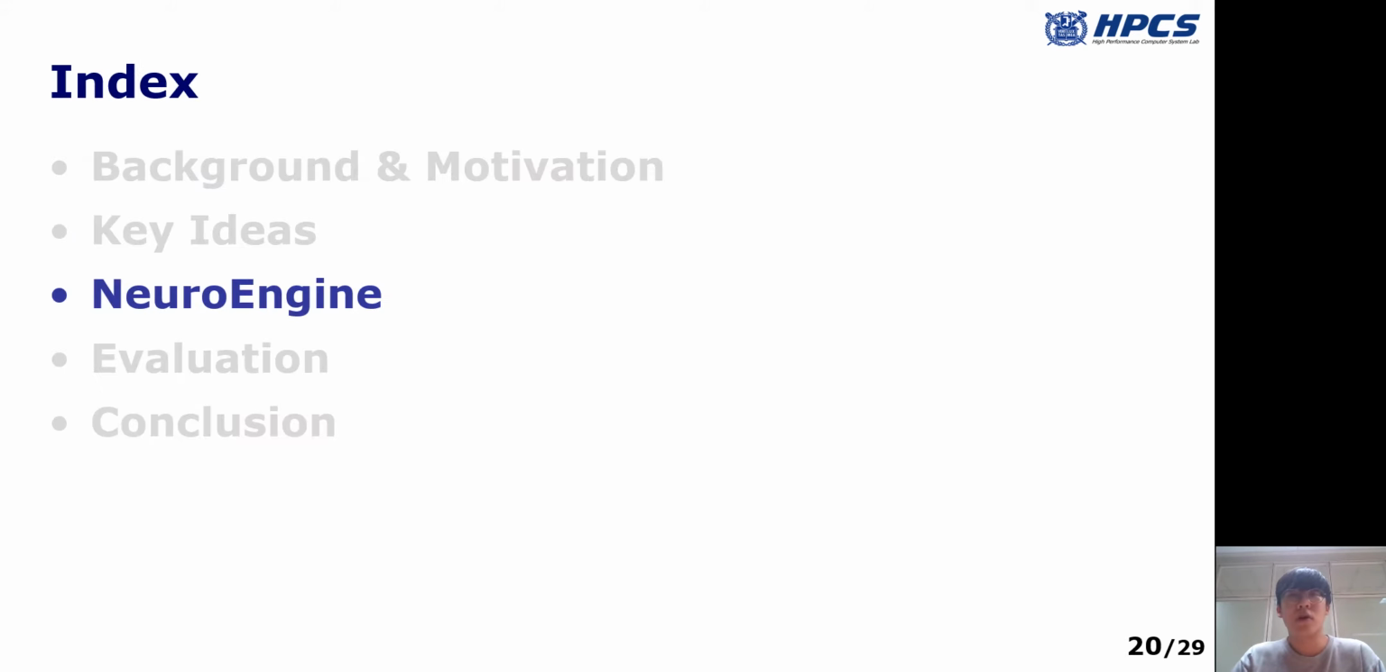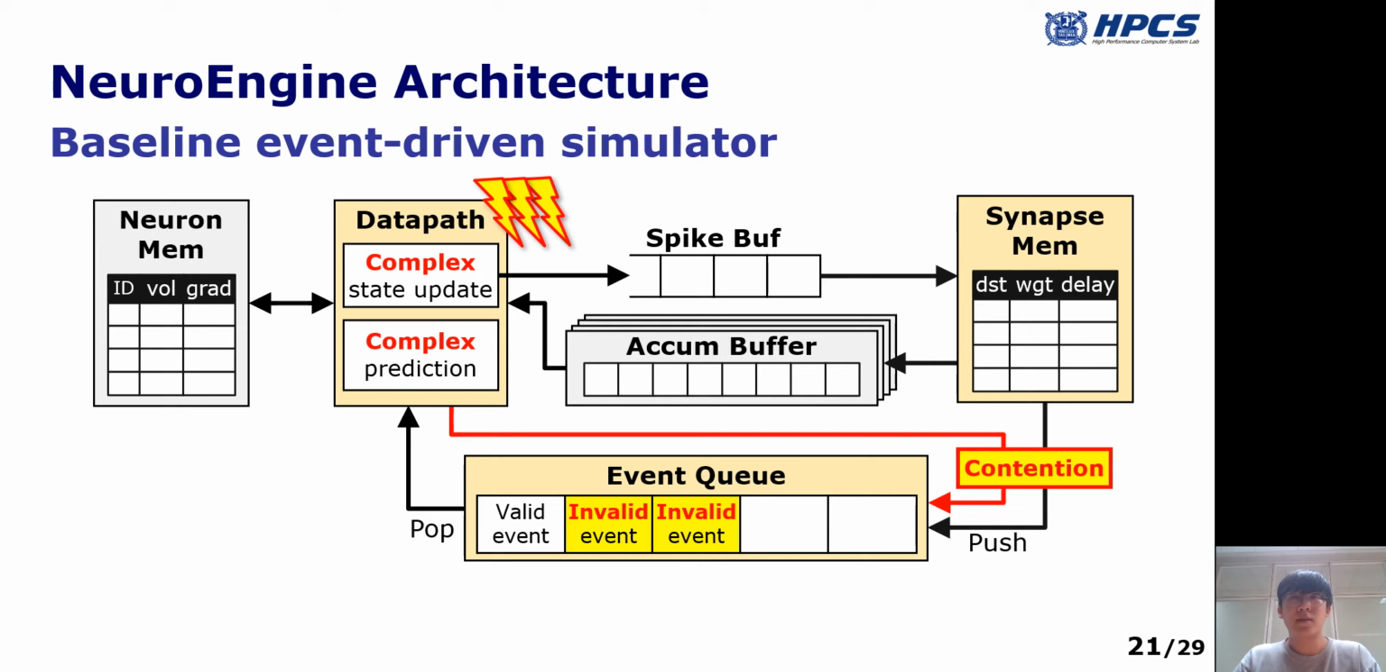Now, let's move on to how we design our simulation system using the 3 ideas. In the baseline, the simulator suffers from 3 challenges. First, it suffers from the complex computations of the event-driven method. Second, it keeps invalid events inside the queue. Lastly, it suffers from the resource contention in the event queue.